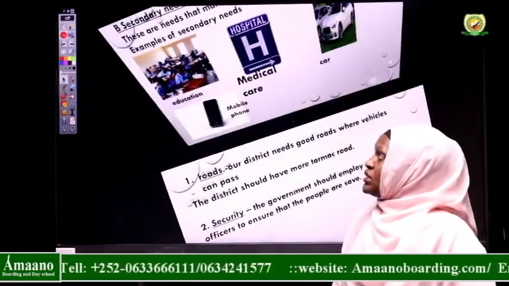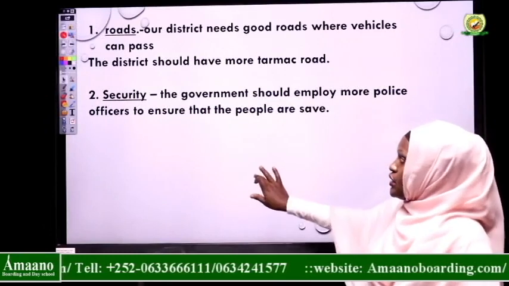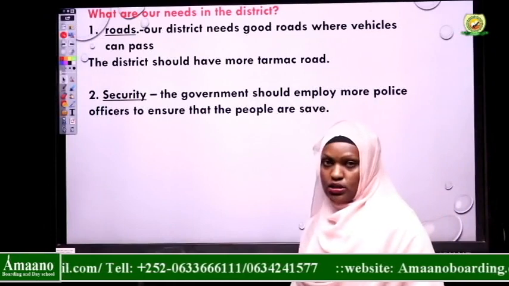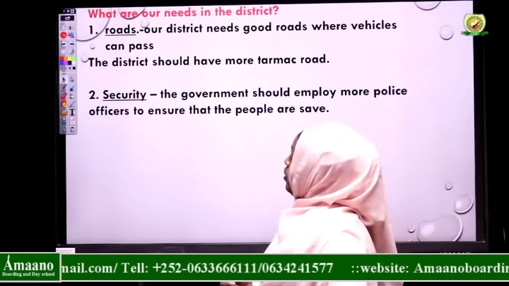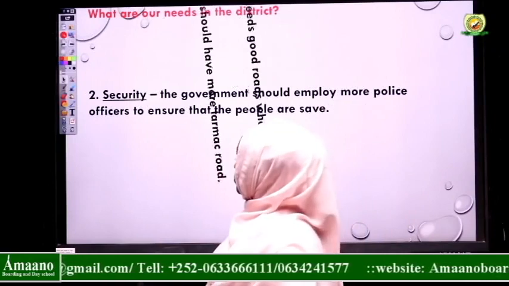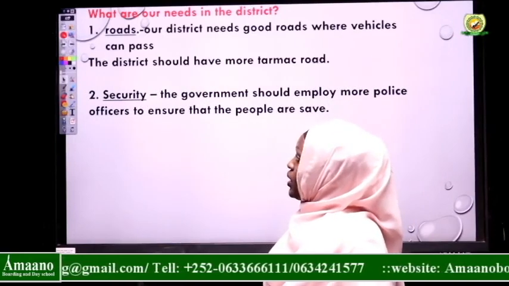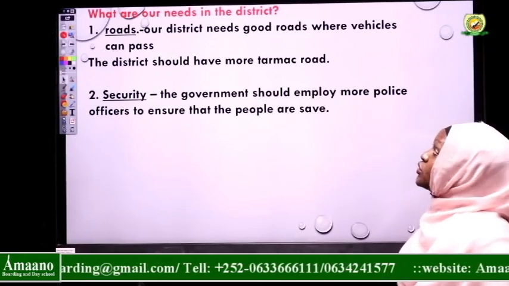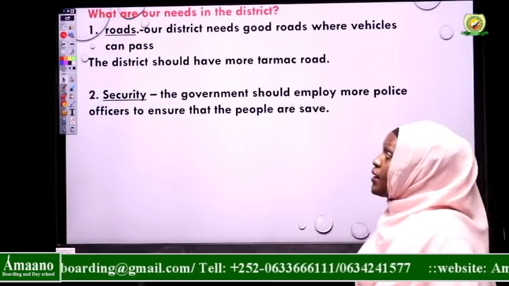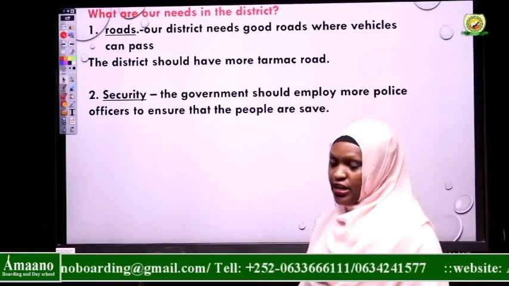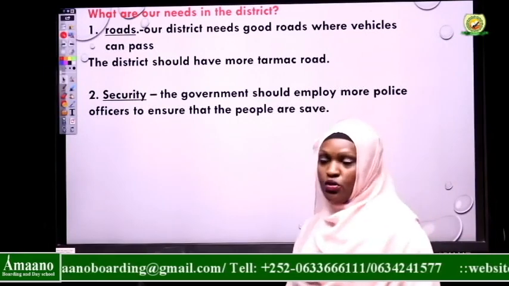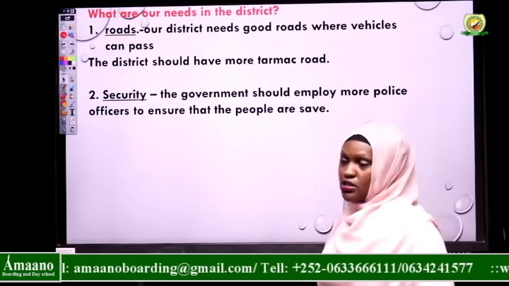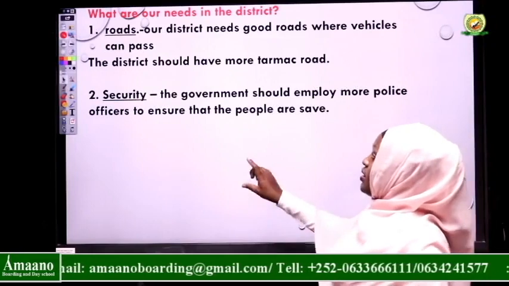Now, what are our needs in the district? In our district, what do we need? Number one, roads. Our district needs good roads where vehicles can pass. Now, you have your car, and you want to move. Maybe you want to go to the market and there are no roads. Are you going to move from your house to the market? No way you can do it unless there are good roads.